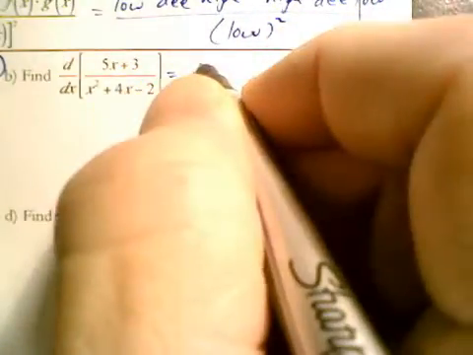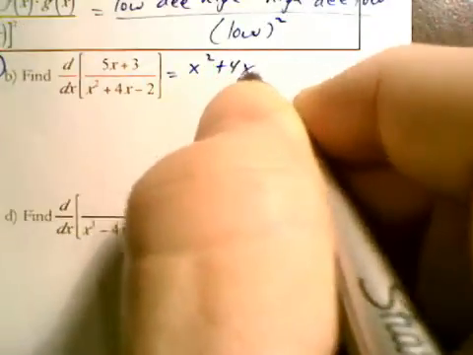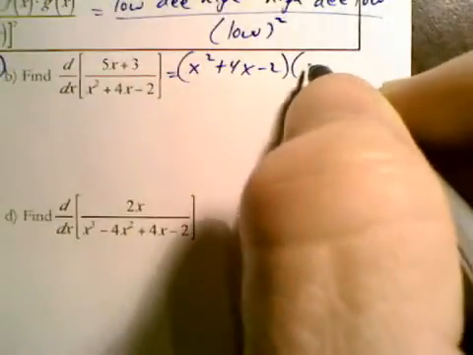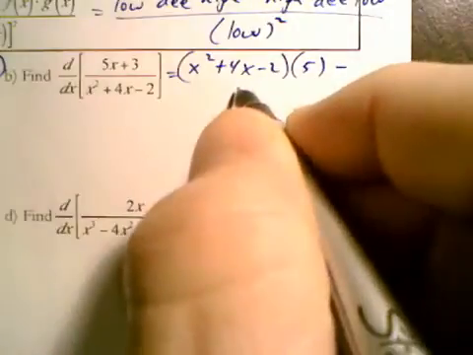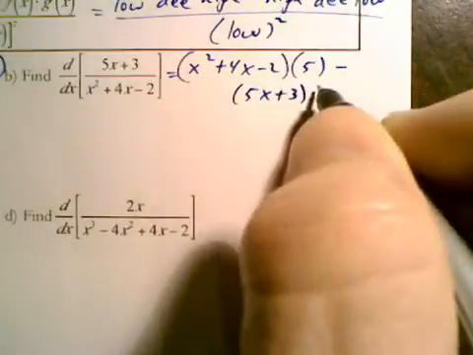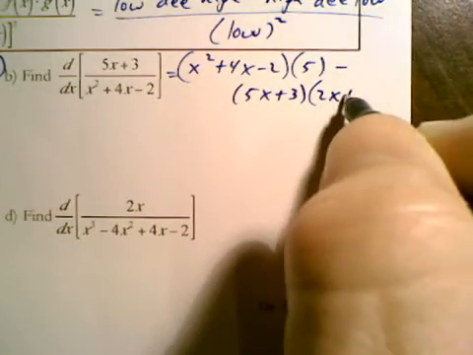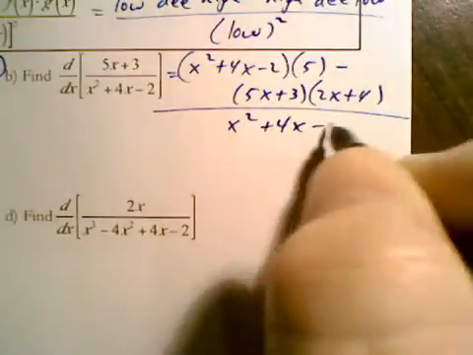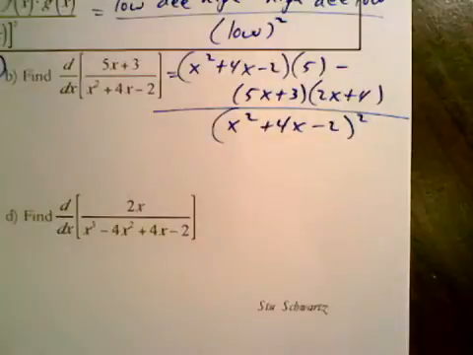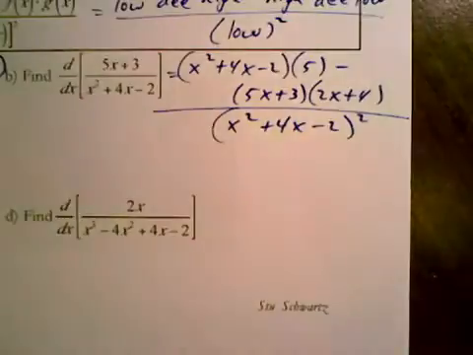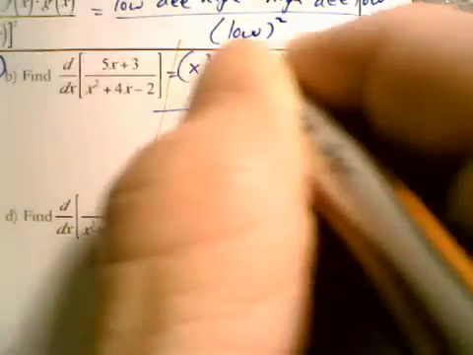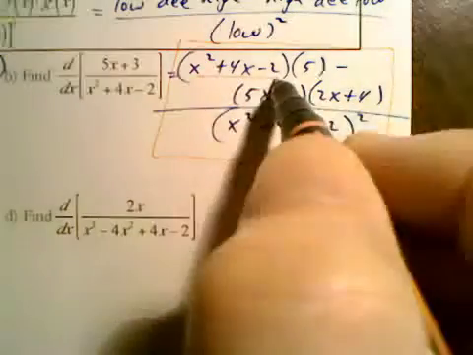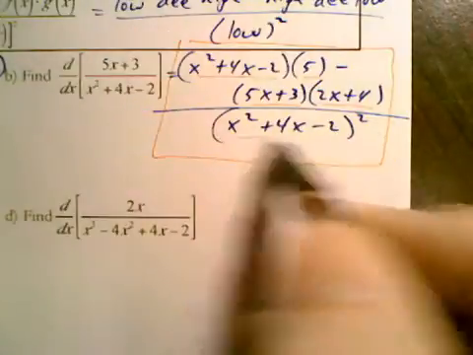All right, so we have low, x squared plus 4x minus 2, d high, which is 5, minus high, which is 5x plus 3, d low, which is 2x plus 4, and all that over low squared. I'm getting kind of lazy here. It's pretty late, and I'm not simplifying the numerator, but we could simplify it. I just would really like you to focus on finding the derivative. That is low d high minus high d low over low squared.